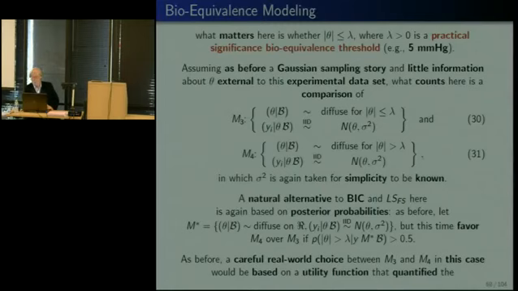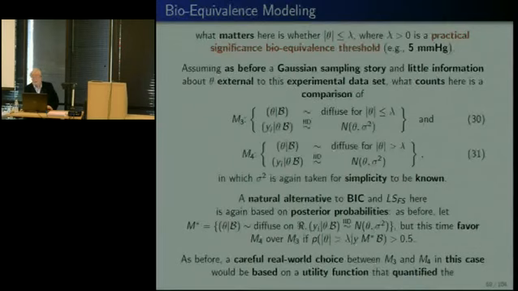Now, assuming as before a Gaussian sampling story with sigma again known and little information about theta external to the experimental data set, now we have a comparison of model 3 and model 4 in which, just like models 1 and 2, the second line of the model is the same every time. If you knew what theta was, the yi's would be normal theta sigma squared with sigma squared known. And now you build the hypotheses into the priors again. In model 3, theta is diffuse on the region from minus lambda to plus lambda, and in model 4, it's diffuse on the region outside of that, either below minus lambda or above plus lambda.